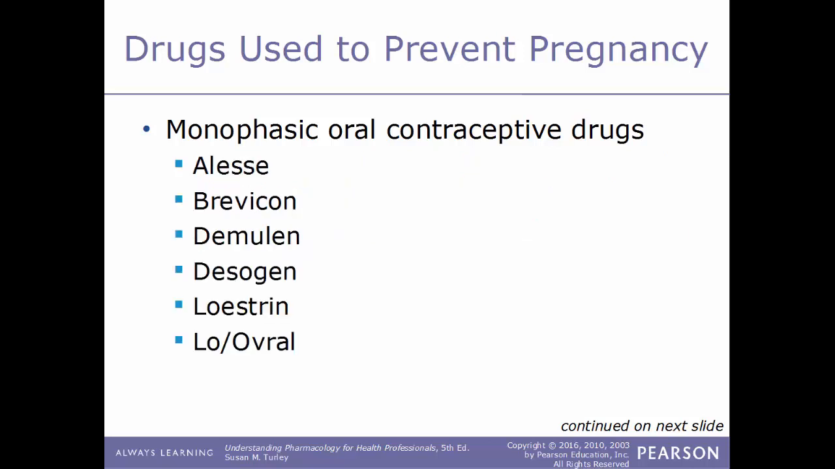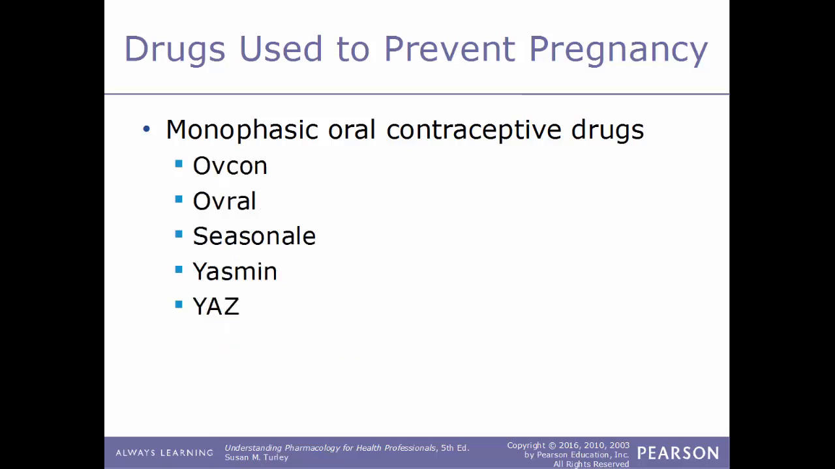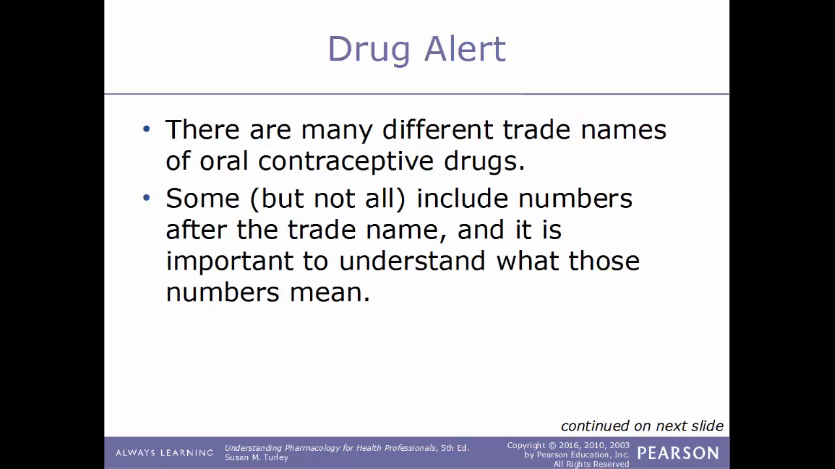28-day menstrual cycle. Now some examples of monophasic oral contraceptive drugs would include Alesse, Brevicon, Demulen, Desogen, Loestrin, and Lo/Ovral. Some other examples of monophasic contraceptive drugs: Levlen, Modicon, Norinyl, Ortho-Cept, Ortho-Cyclen, Ortho-Novum, Ovcon, Ovral, Seasonale, Yasmin, and Yaz. There are many different trade names for oral contraceptive drugs, and some of these, but not all, include numbers after the trade name, and it is important to understand what those numbers actually mean.